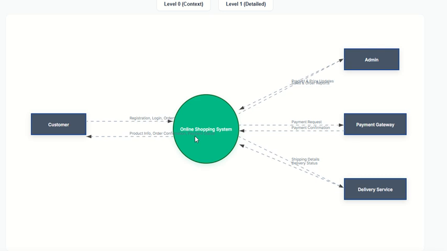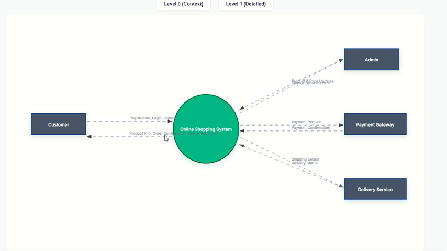Either the inputs they receive. So first is the customer. So the customer is the primary user of the online shopping system. So the data being sent from the customer to the system is registration details once the customer logs in or registers. Then next is the login information. Next will be the order details.